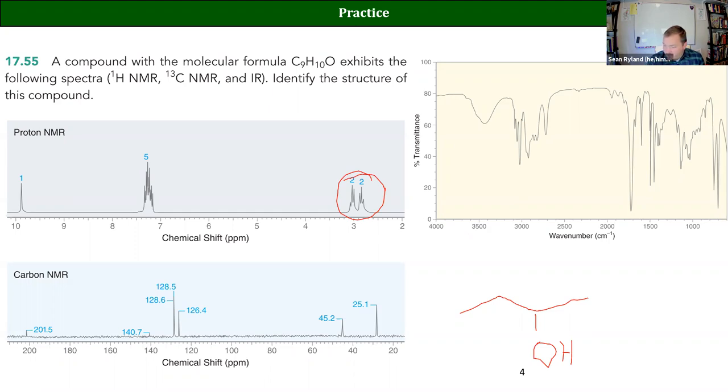So the fact that we only had two alkyl peaks down at the bottom and they were both CH2s further confirms that now, despite what the IR looks like, we can't have an alcohol. There's no possible way we could write this with an alcohol that would match up with the rest of our information.